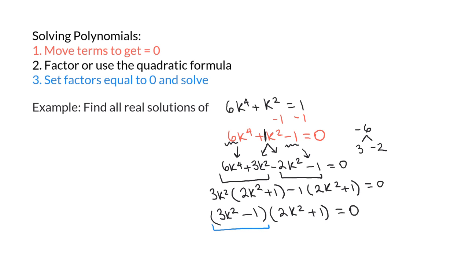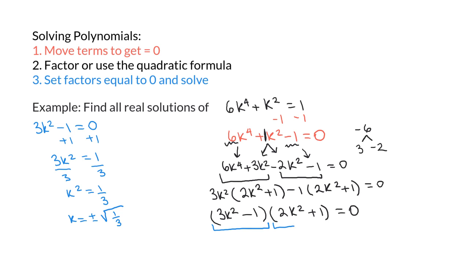So starting with this first factor, 3k squared minus 1 equals 0. To solve that, we add 1 to both sides and get 3k squared equals 1. Then divide by 3. We get k squared equals 1/3. And then take the square root of both sides to get k equals plus or minus the square root of 1/3.